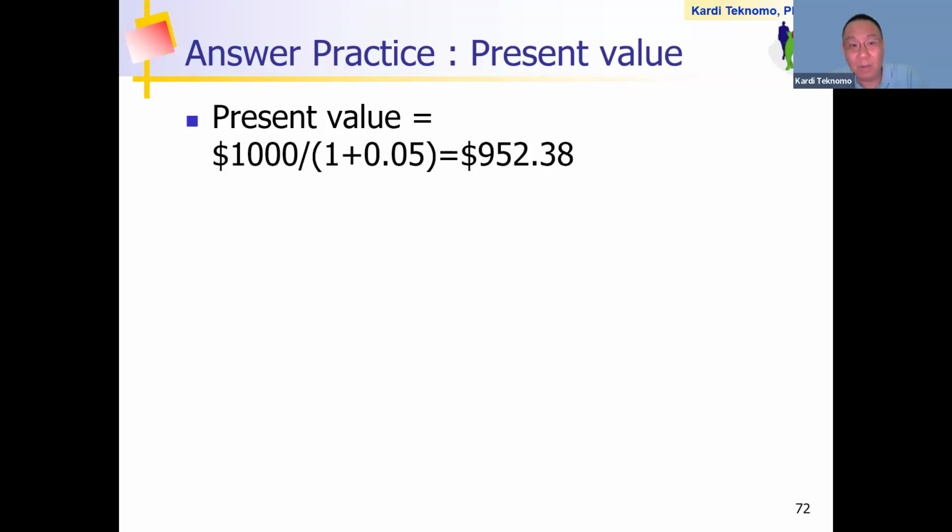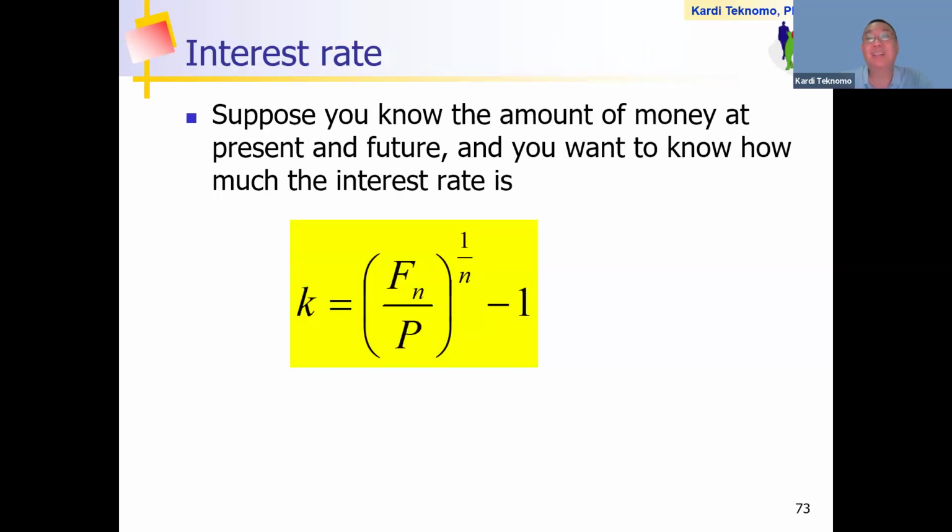Now, if you know the present value and the future value, can I get the interest rate? Yes, of course. The formula is rather simple. I know the future value and the present value, and I know the time n. Using this, you can calculate the interest rate.